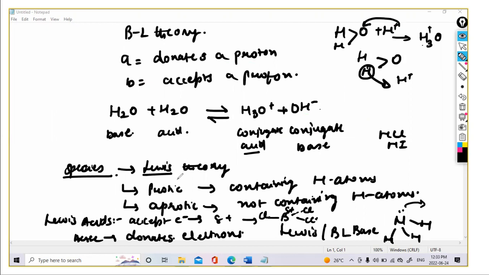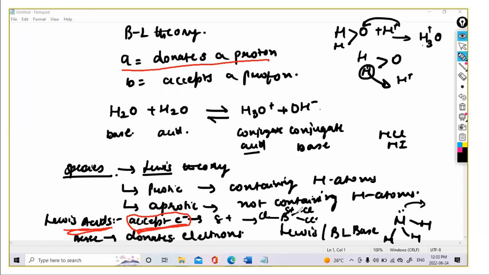Lewis theory. So basically, what are Lewis acids? According to this theory, an acid is something that will accept an electron. So it is not necessary that it should donate a proton. It should have a proton to donate, right? So this Lewis acid is different from the Bronsted-Lowry acid. The condition here is that it should just accept an electron.